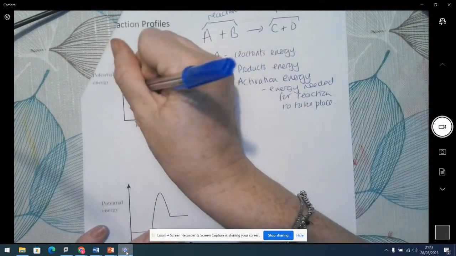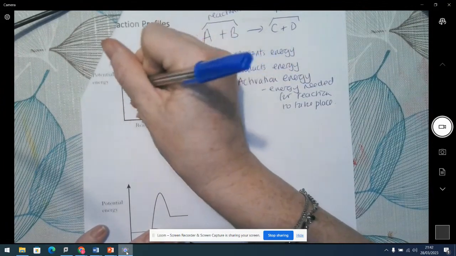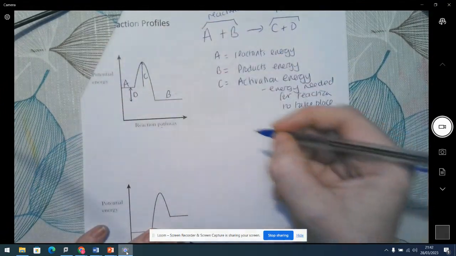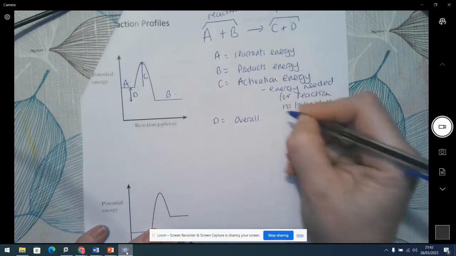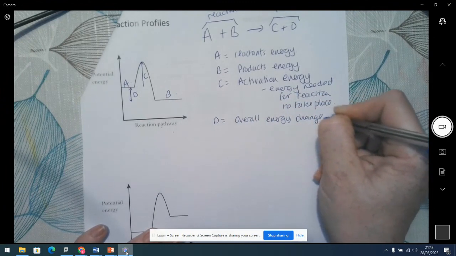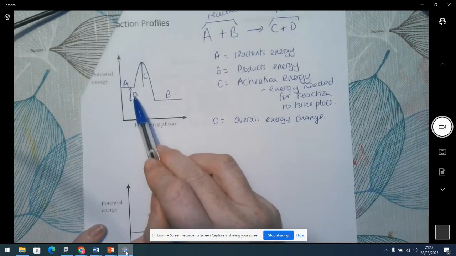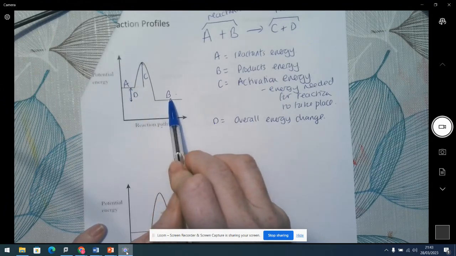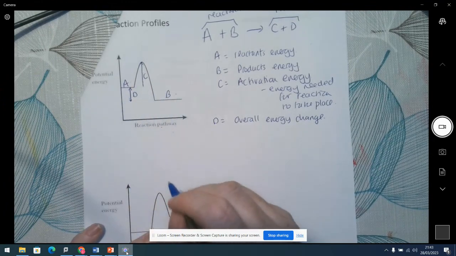And then the final thing I want to show you is this line here, which is the difference between the reactants energy and the products energy. I'm going to label that D, and D is my overall energy change. I can see from this reaction that my overall energy change is in fact negative. Can you see how the energy has gone down, so energy must have gone out to the surroundings.